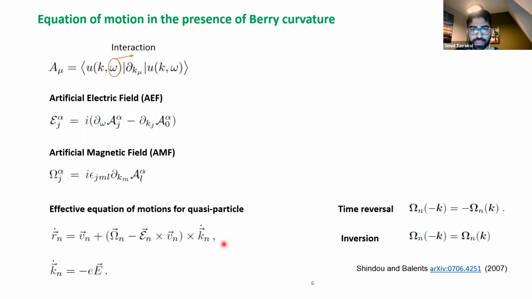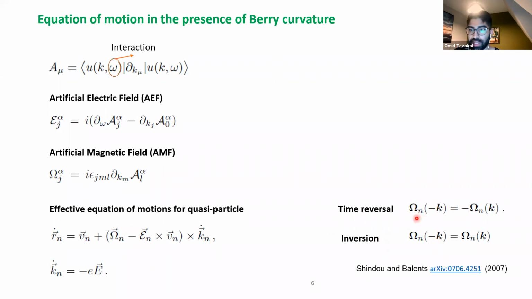It's also useful to say something about the symmetry of this Berry curvature here. Under time reversal symmetry, the Berry curvature is odd, which means Omega(-k) goes to minus Omega(k). And under inversion symmetry, Omega is even, which means Omega(-k) is Omega(k). If you have both of these symmetries in your system, then you find zero Berry curvature, or zero artificial magnetic field.